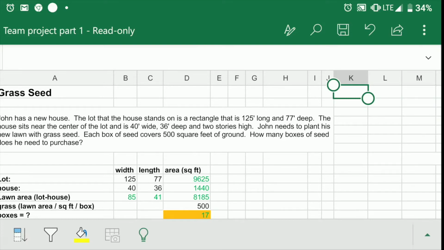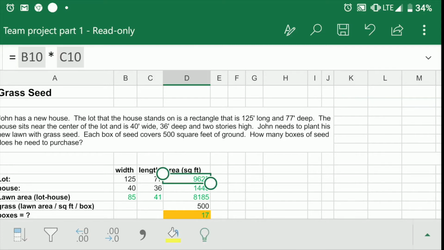So, let's go ahead and think of a good game plan so we can proceed. My first course of action is to acknowledge my given information in the black font in range B10 to C11. The question provides me with the width and length of both the lot and the house. So to calculate the area of the lot, I assigned the formula "equals B10 times C10" to cell D10. So let's take a look at cell D10.